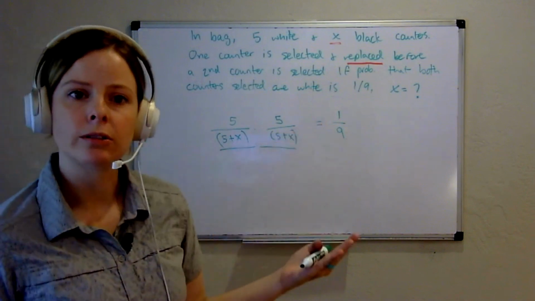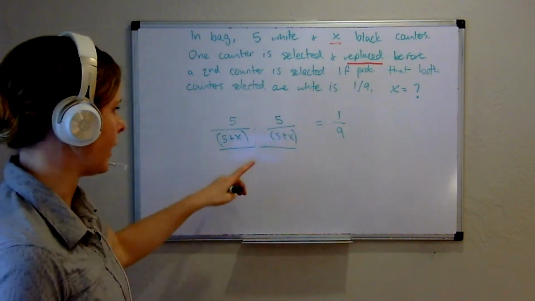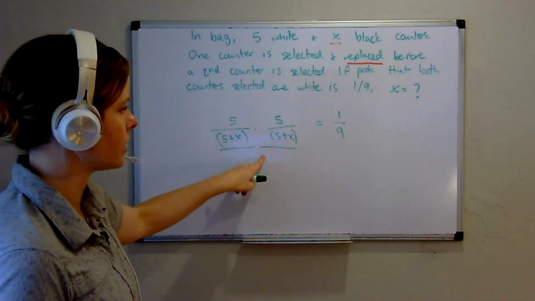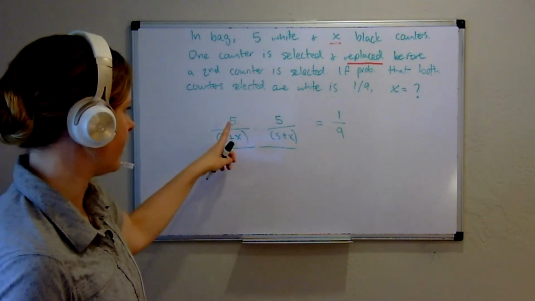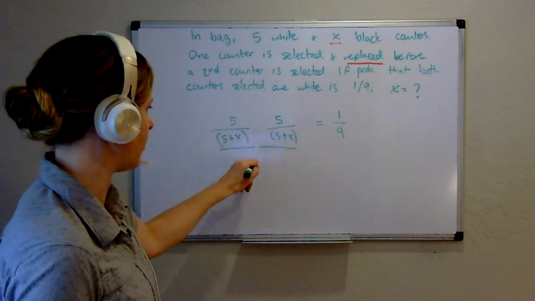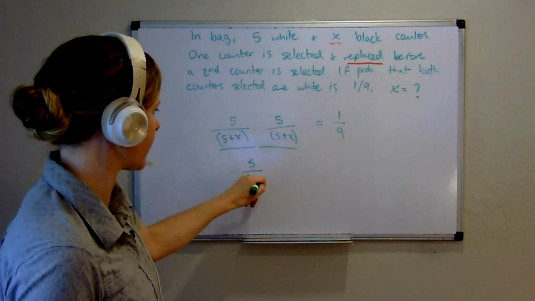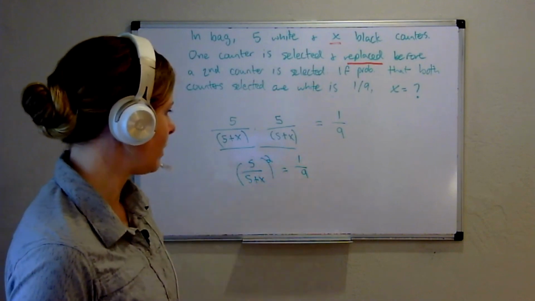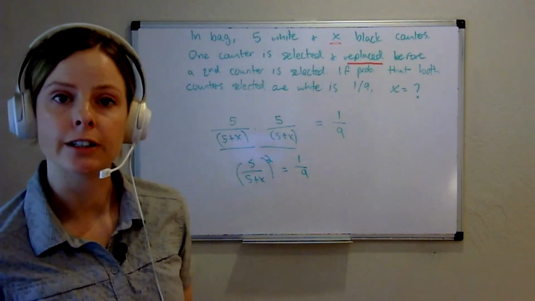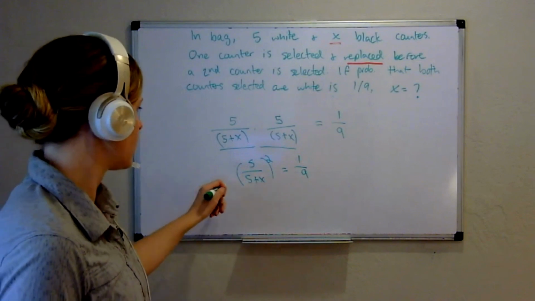Now we're just in normal algebra land. So I've got a couple options here. I could go ahead and multiply out this quadratic and solve that way. Not too bad, but I'm also seeing that this is just the same thing as (5/(5 plus x)) squared is equal to 1/9. And to me, it's just slightly more efficient to just take the square root of both sides. So I will do that.